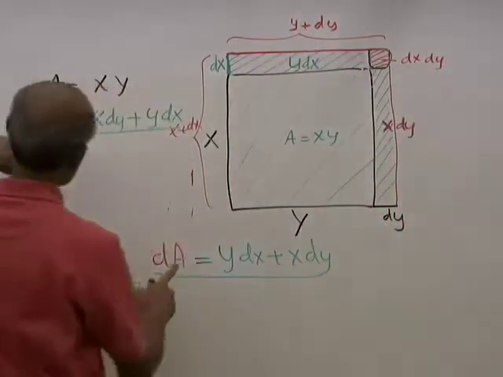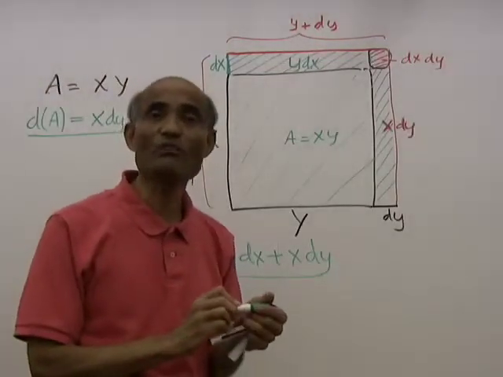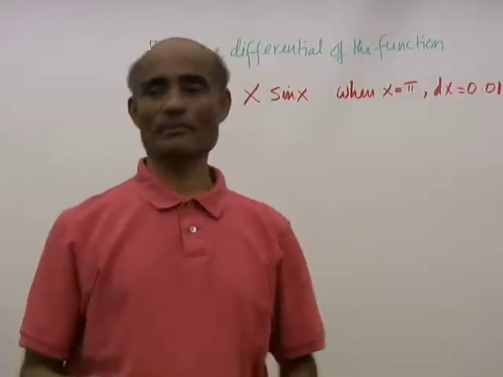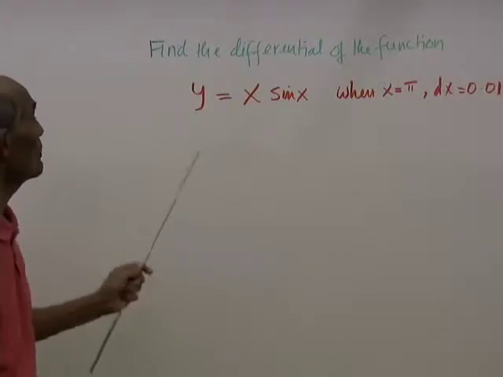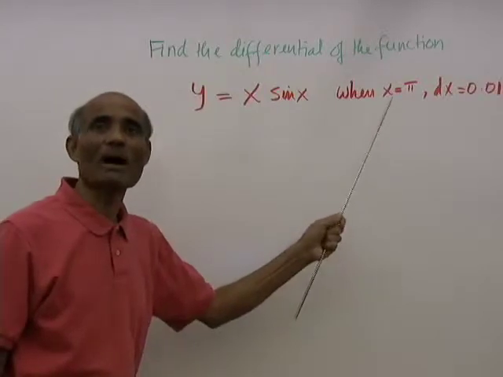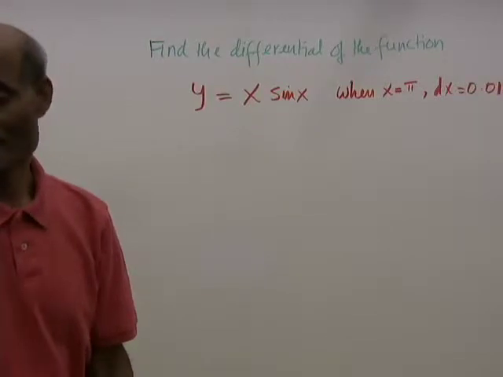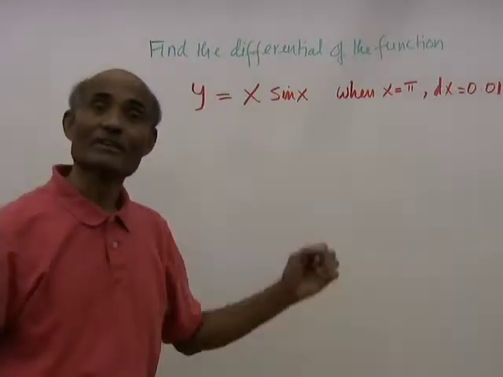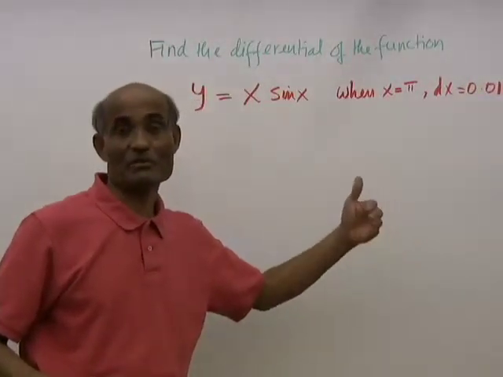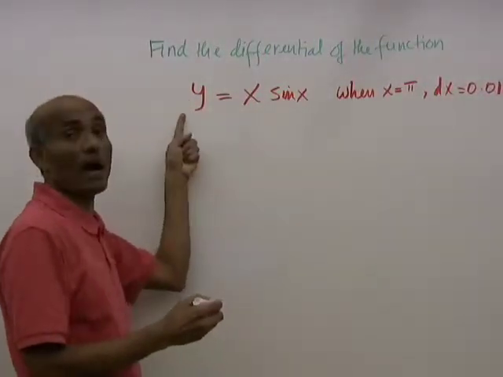All right, so you now understand the meaning of differential and how to find the differential of a quantity. Is that right? Let's practice with some examples. All right, let's try this. Find the differential of the function y equal to x sine x when x equal to pi and dx equal to 0.01. Well, what we need to do is use the derivative form, that is, the rules for derivative to find the differential. Tell me, what is the differential of y?